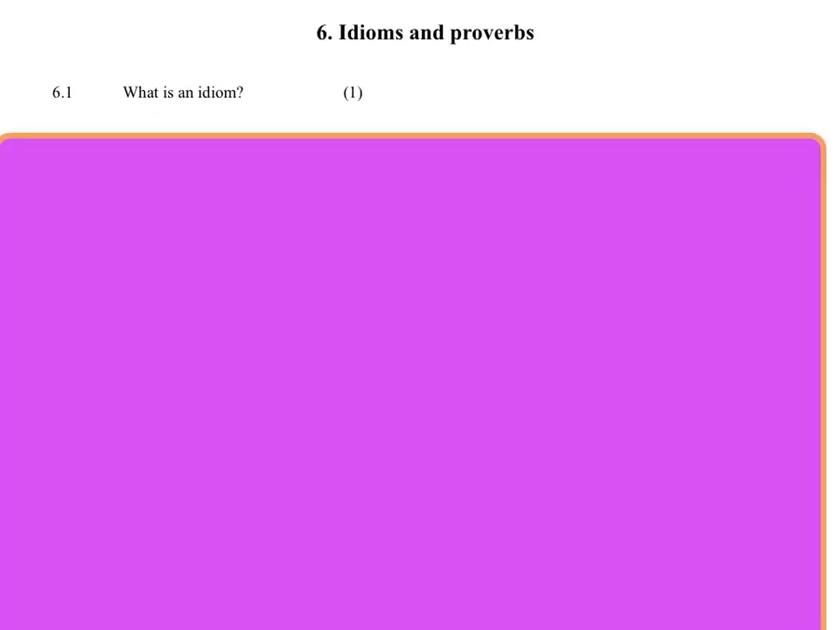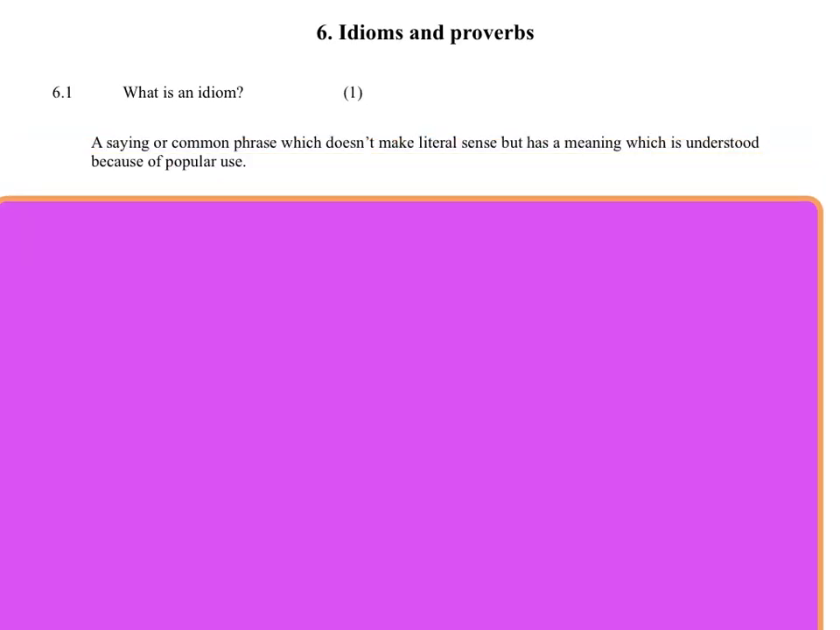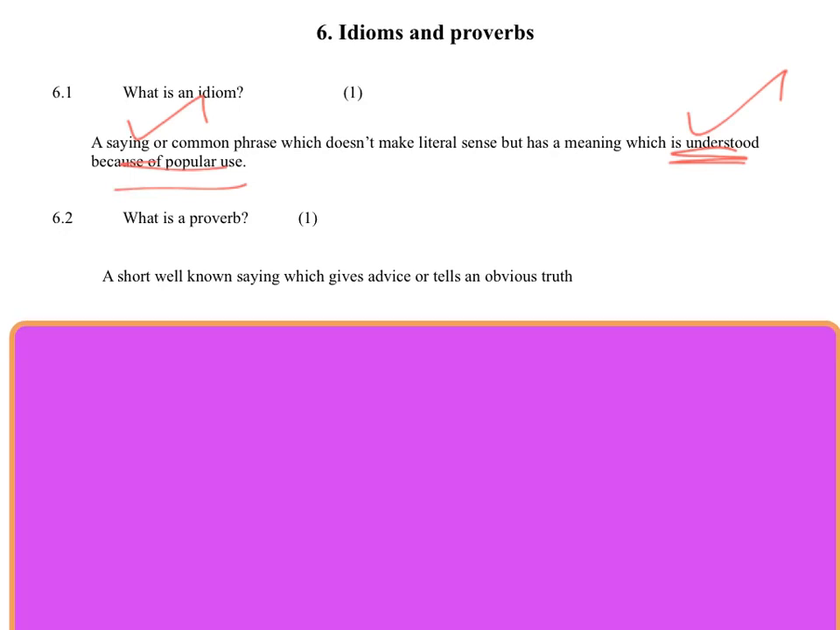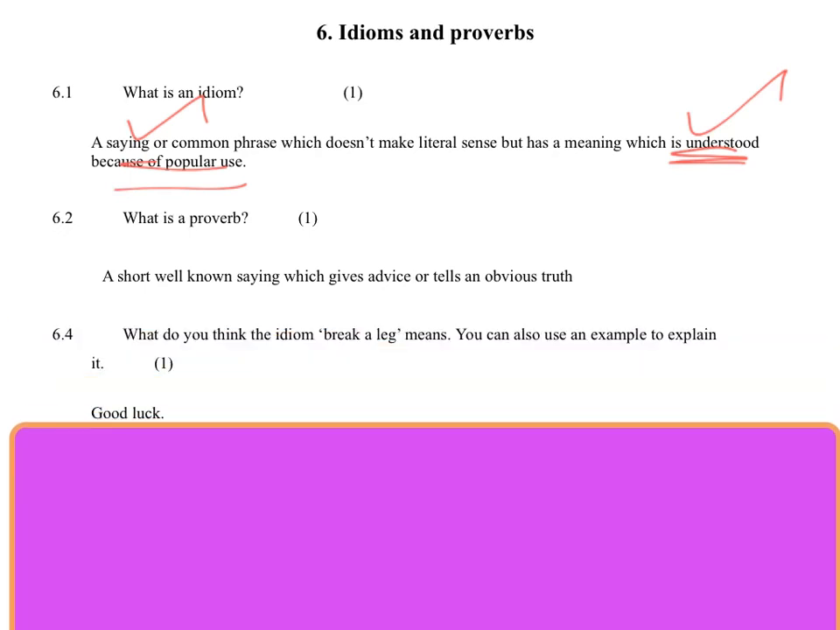If you're not getting 100% for definitions, there's a problem. So I hope you are from now on. So you need to know that an idiom is a saying, which doesn't make literal sense, but it's understood. That's the key thing. So it's a saying, yes, that everyone understands because it gets used a lot, commonly used. And then a proverb is a saying, which gives advice or tells an obvious truth. These are just definitions you have to learn off by heart. I don't want to see anyone getting these wrong.